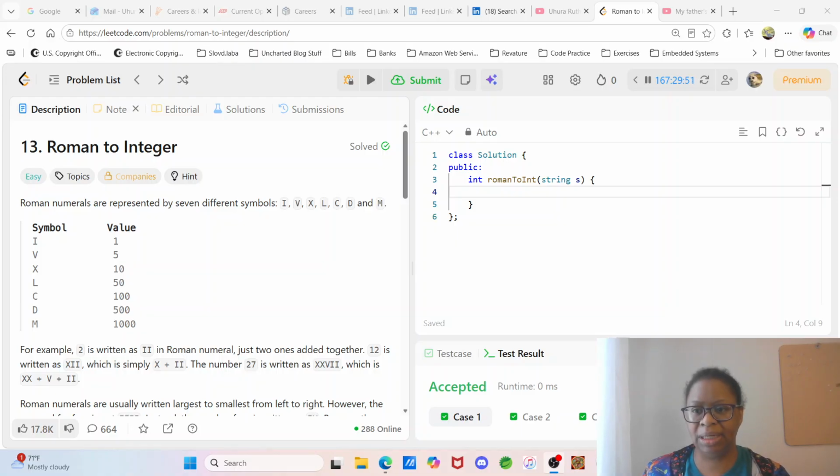Today, we will be doing a LeetCode problem called Roman to Integer. I will be leaving a link in the description for those who want to follow along. Okay, so let's read the question.